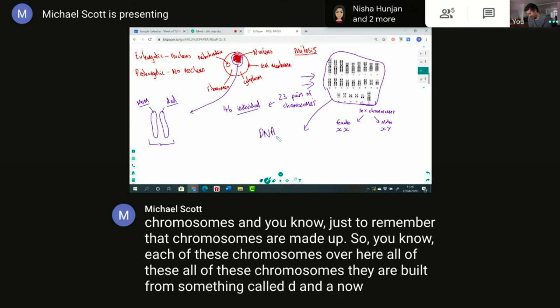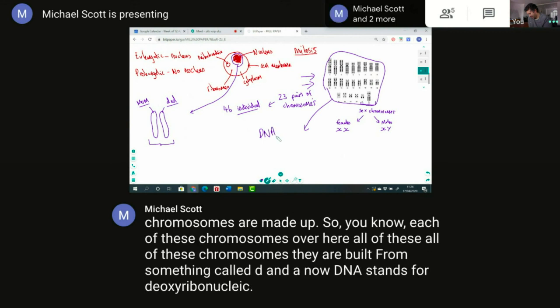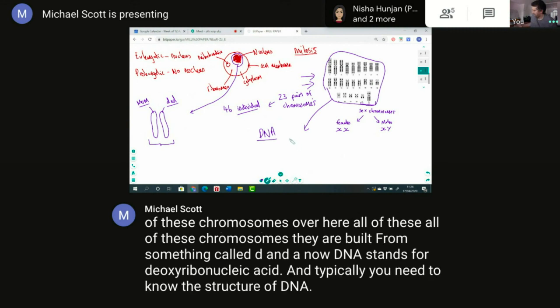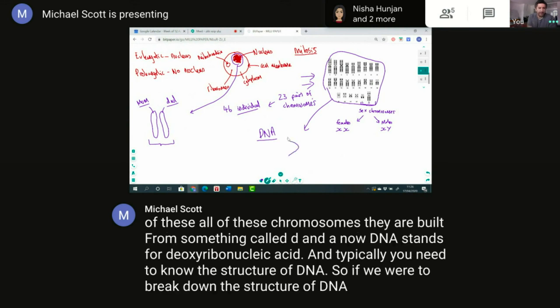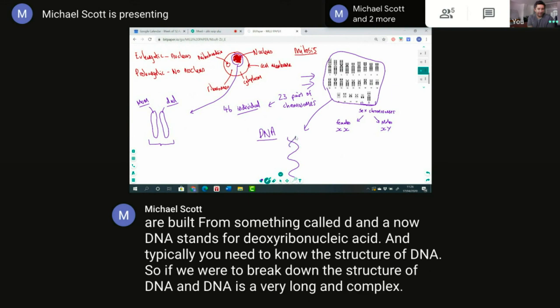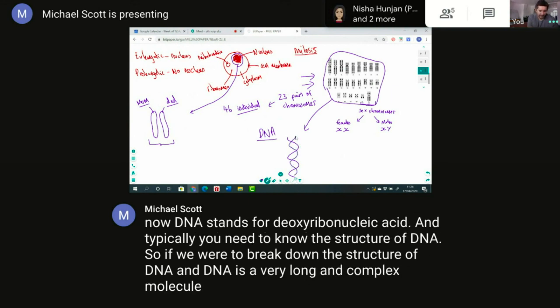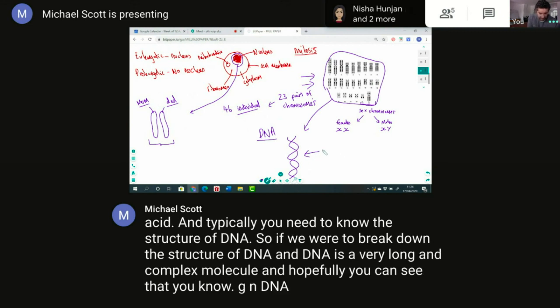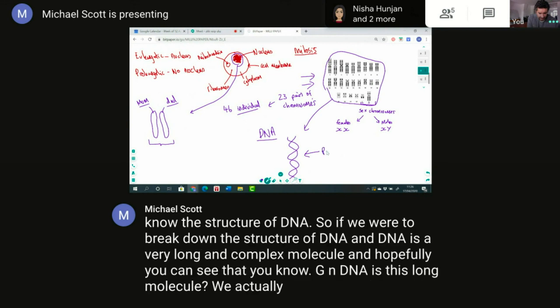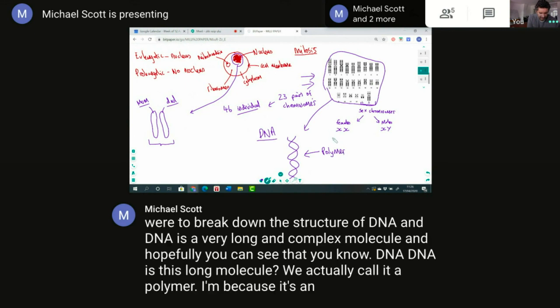Now, DNA stands for deoxyribonucleic acid. And typically, you need to know the structure of DNA. So if we were to break down the structure of DNA, DNA is a very long and complex molecule. And hopefully you can see that DNA is this long molecule. We actually call it a polymer because it's an extremely long chain.